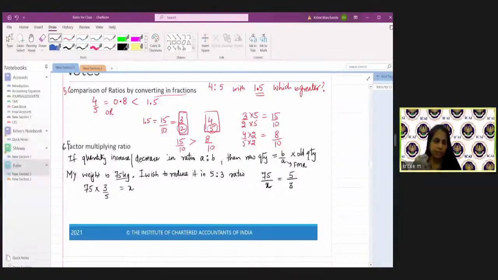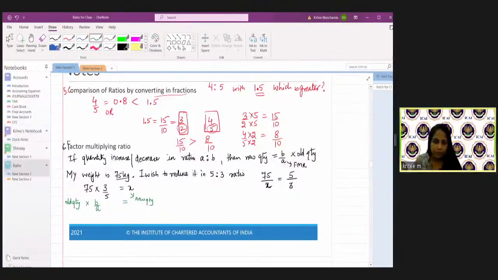Isn't it the same formula that I was just now talking about? Factor multiplying ratio. It says your new quantity is equal to old quantity multiplied with the inverse of ratio. Exactly, this is what we are doing.